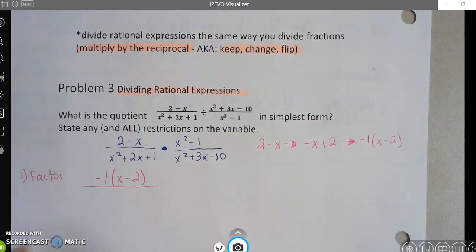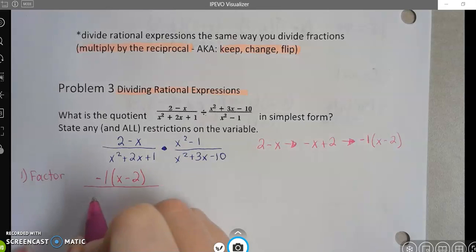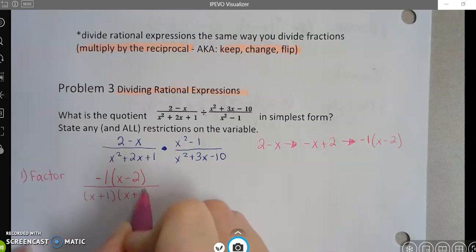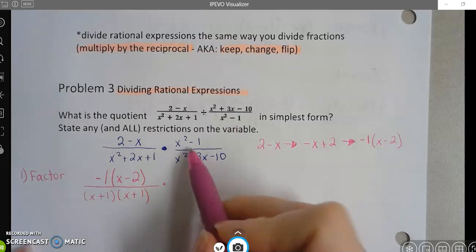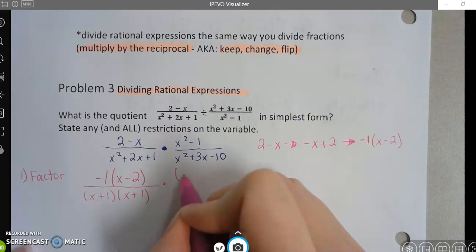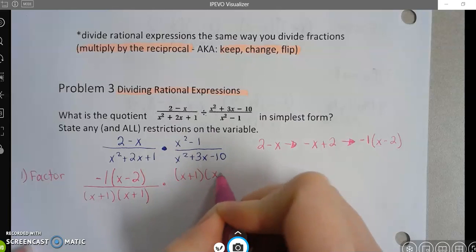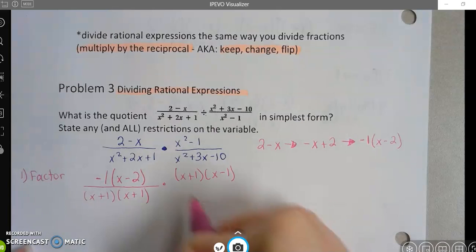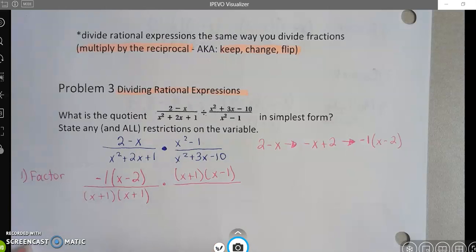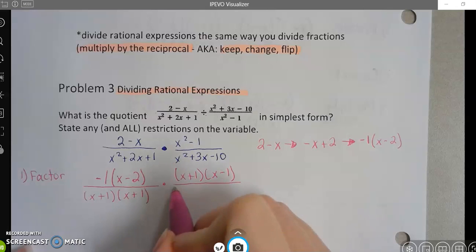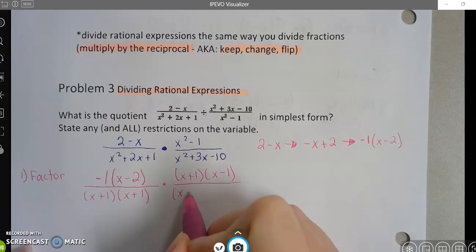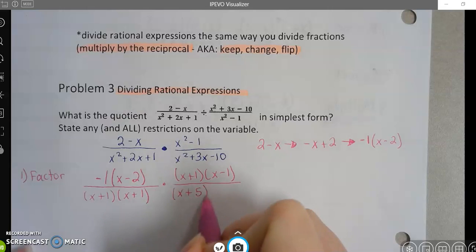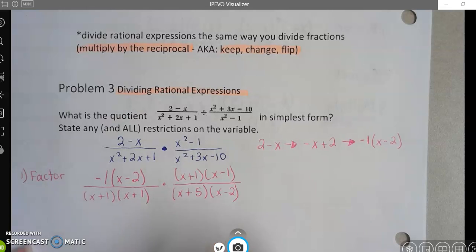Now let's factor the denominator. x squared plus 2x plus 1 factors to x plus 1 times x plus 1. x squared minus 1 factors to x plus 1 times x minus 1 because they are conjugates. And x squared plus 3x minus 10: think, what multiplies to negative 10 but adds to positive 3? Hopefully you've picked x plus 5 times x minus 2.